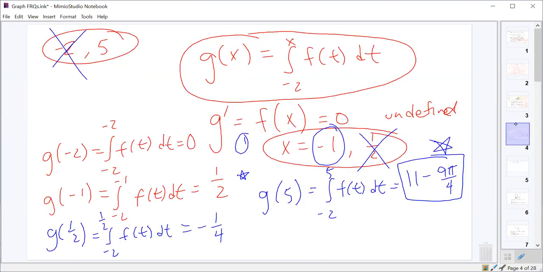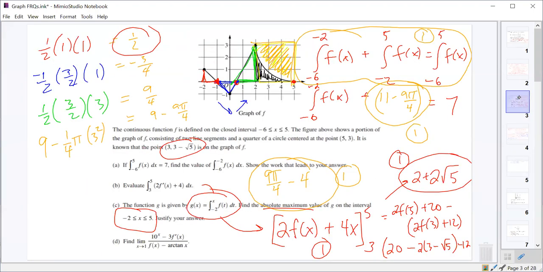Well, what's f prime of 1? F prime means the slope of f, right? So if we're looking for the slope of f at 1, well, this is just linear, right? So we can just find the slope at 1. The rise is 1, 2, 3, 4. The run is 2 for that line. So 4 over 2. Slope is just 2. Everybody good with that?